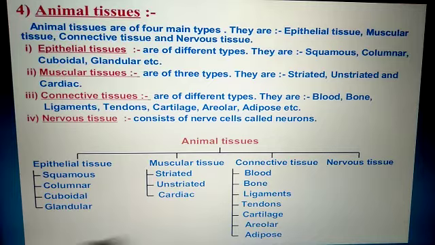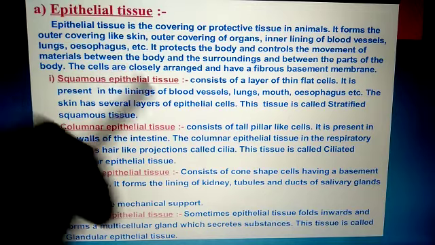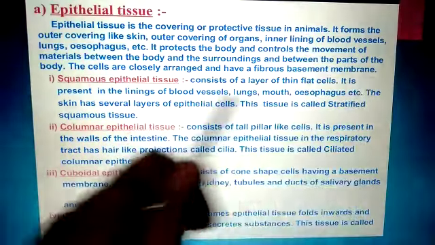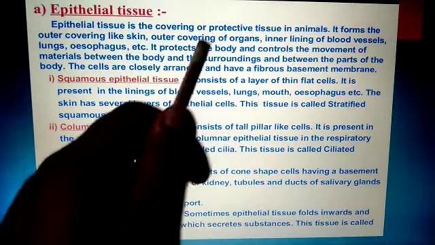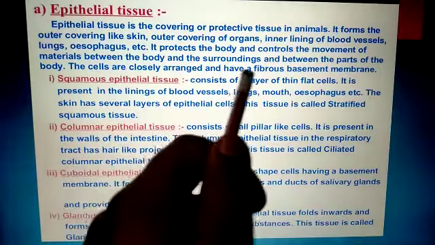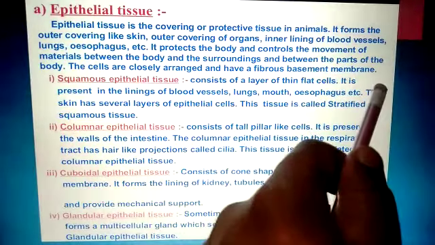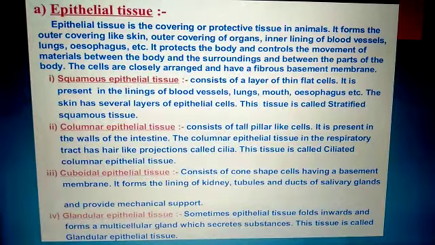Now this is all about animal tissue. Animal tissue is divided into four basic categories. Now first, epithelial tissue. What is epithelial tissue? Epithelial tissue is the covering or protective tissue in animals. It forms the outer covering like skin, the outer covering of organs, and the inner lining of blood vessels, lungs, esophagus, etc. It protects the body and controls the movement of materials between the body and the surroundings and between the parts of the body. The cells are closely arranged and have a fibrous basement membrane. As I already discussed, epithelial tissue performs the basic functions: protection, transportation, secretion, and absorption.